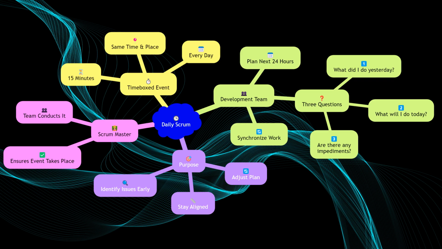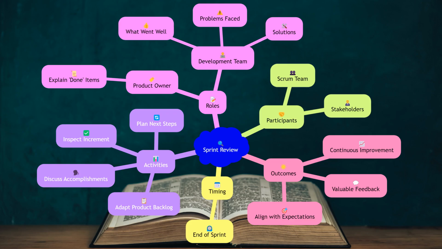The Scrum Master ensures that the daily Scrum takes place, but the development team is responsible for conducting it. The sprint review is held at the end of the sprint to inspect the increment and adapt the product backlog if needed. It is a collaborative event where the Scrum team and stakeholders discuss what was accomplished during the sprint and what could be done next.